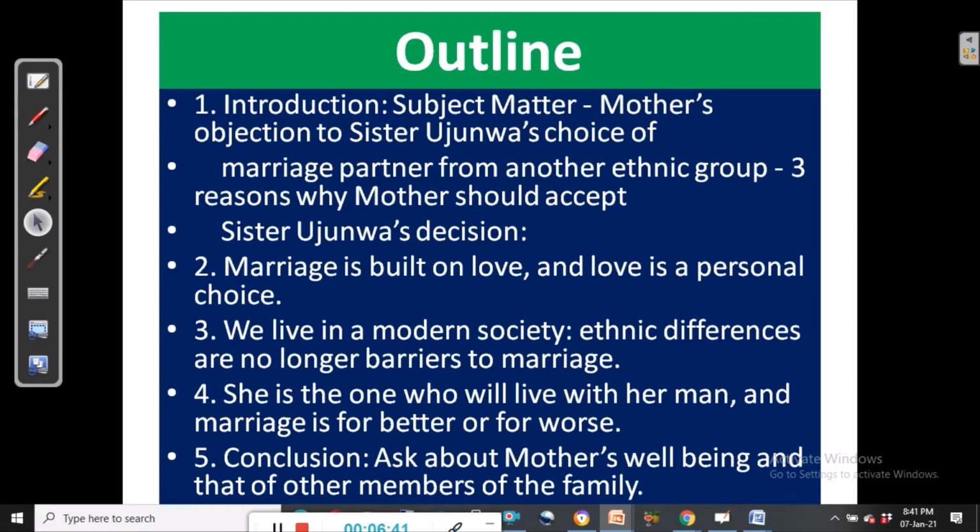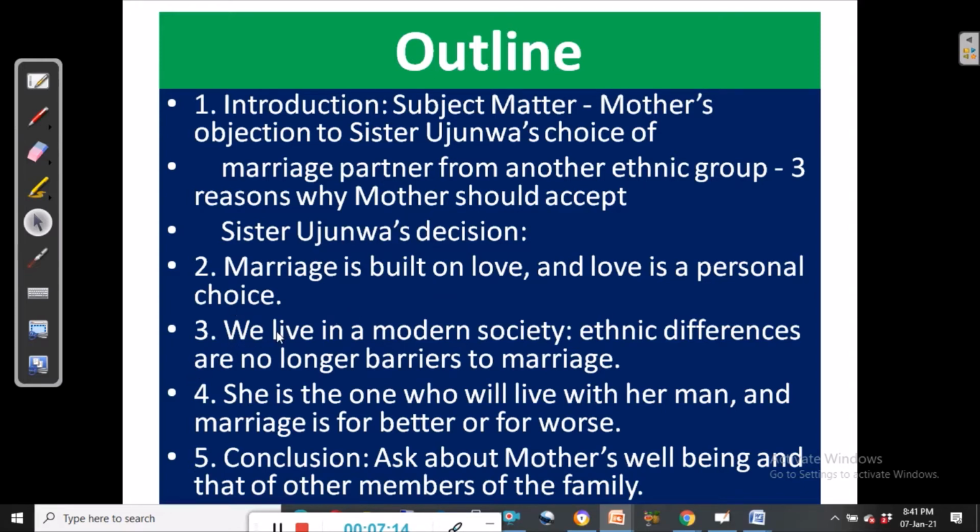asked to really write. Then number 2, we now look at the points, the 3 reasons that we want to write in our letter. The first one will be marriage is built on love, and love is a personal choice. We are telling our mother that she should allow the girl to marry a man of her choice, because it's a personal thing.